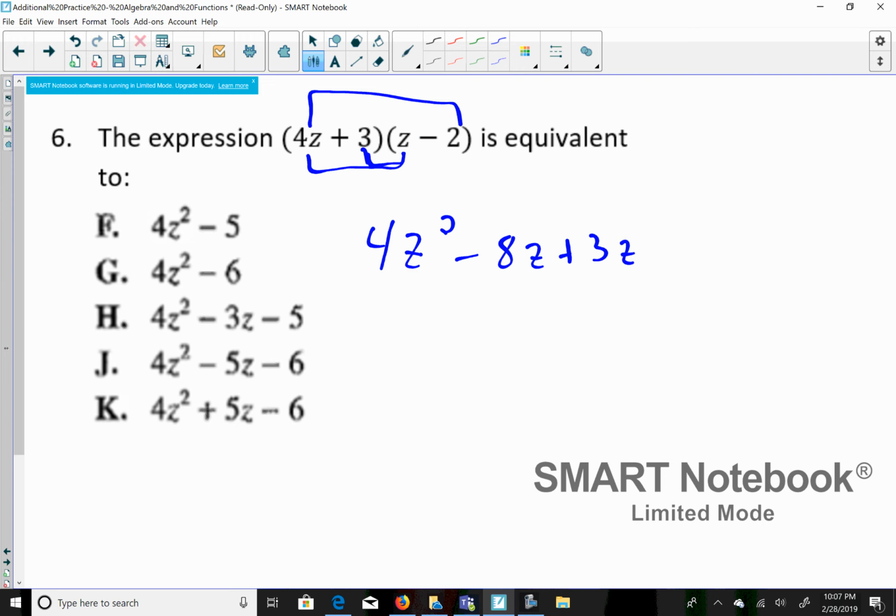And finally, multiplying the last two terms, I'm going to have negative 6. When I combine my like terms, I'm going to have 4z squared minus 5z minus 6. So my correct choice is the letter J.